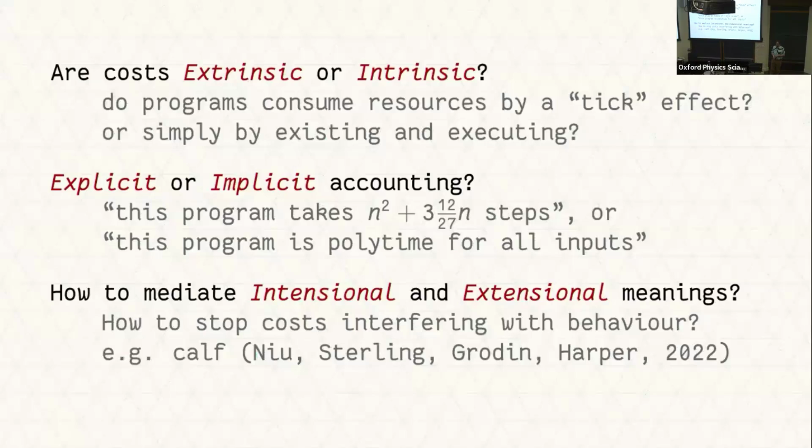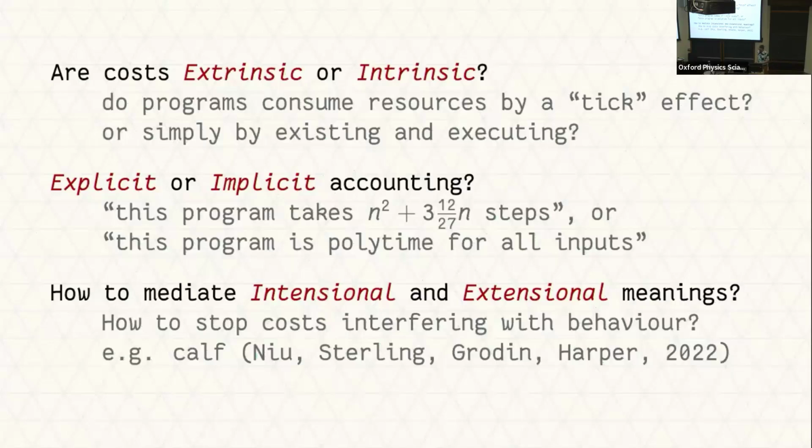The other thing is explicit or implicit accounting. For some purposes, we might actually need to know that this program takes, on average, maybe this number of steps. But sometimes we just want to know this program is polytime for all inputs, if we just want to restrict to certain complexity classes. So in this work, I'm going to talk about making it polytime for all inputs, and we'll see how we can use that as well.